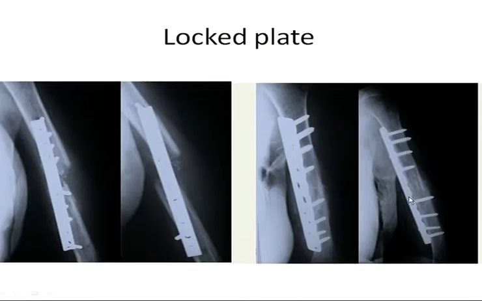The locked plate is a very useful implant, especially so if there is osteoporosis. This is a failed plating. Actually, it was also infected. So first stage was removal of the metal and debridement, and second stage is application of an interlocked plate, which results in union and consolidation of the fracture. It's very good, especially in osteoporosis.